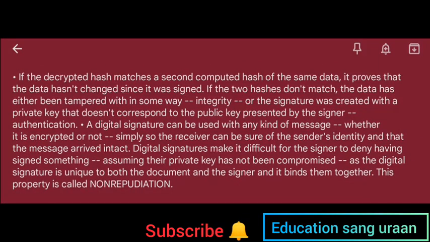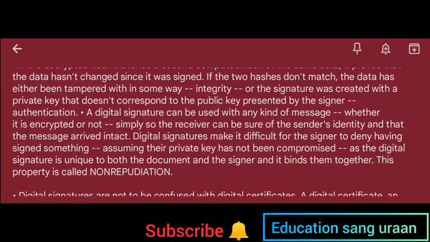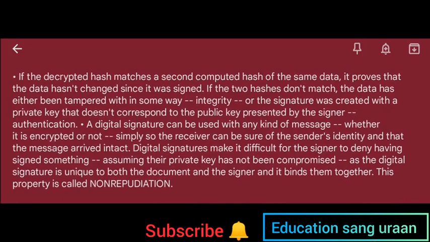If the decrypted hash matches a second computed hash of the same data, it proves that the data has not changed since it was signed. If the two hashes don't match, the data has either been tampered with in some way (integrity), or the signature was created with a private key that doesn't correspond to the public key presented by the signer (authentication). A digital signature can be used with any kind of message, whether it is encrypted or not, simply so the receiver can be sure of the sender's identity and that the message arrived intact.